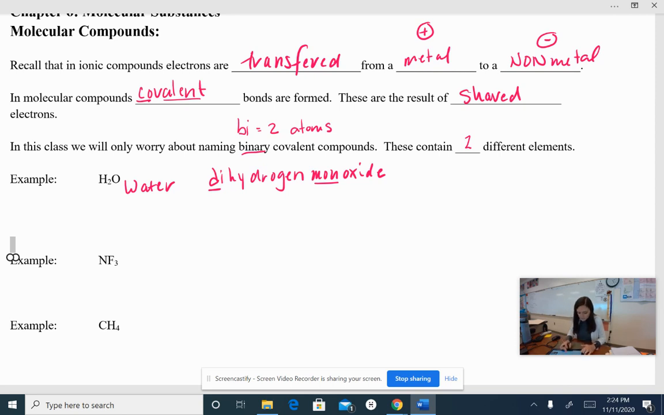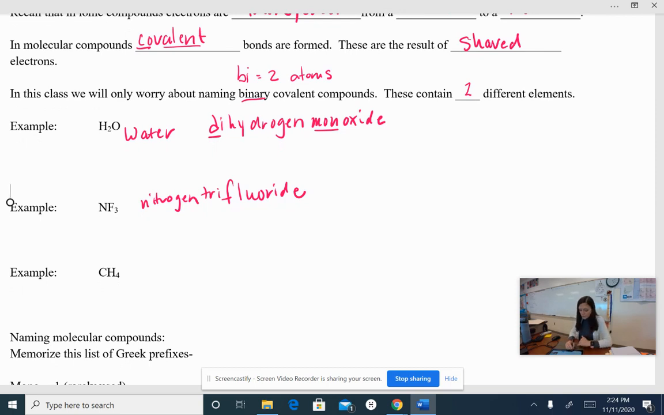Let's do this next one. We have nitrogen and three fluorines. We would call this nitrogen trifluoride. Nitrogen trifluoride. And then this last one, CH4, one carbon and four hydrogens. We would call this carbon tetrahydride.